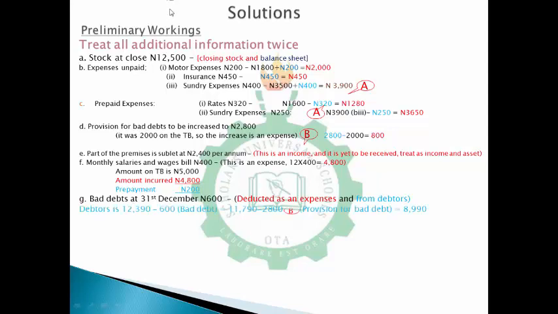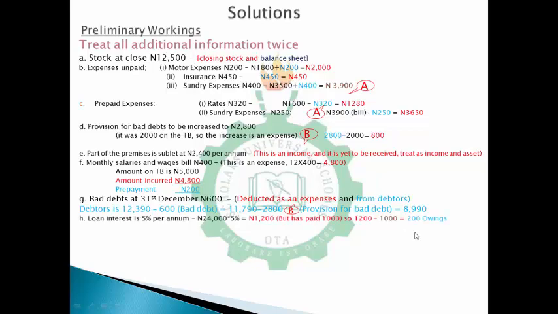All right, so I'm moving to the next part. Now when we deduct 600 from my debtor, my debtor is 12,390. If I deduct this, I will get 11,790. And mind you, don't forget that I have made a provision of 2,800. So by the time I take out my provision of 2,800 from my 11,790, I would arrive at 8,990. So 8,990 will now be the new position of my debtors that will be going to my balance sheet.